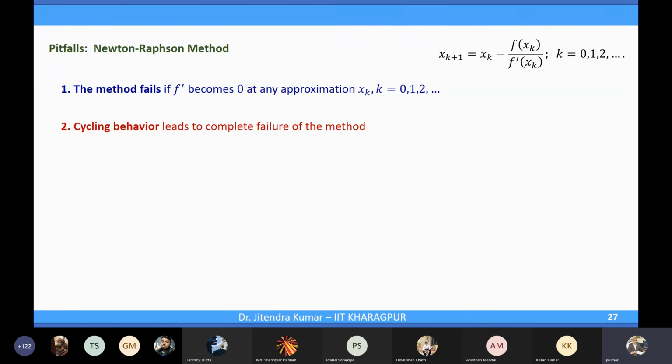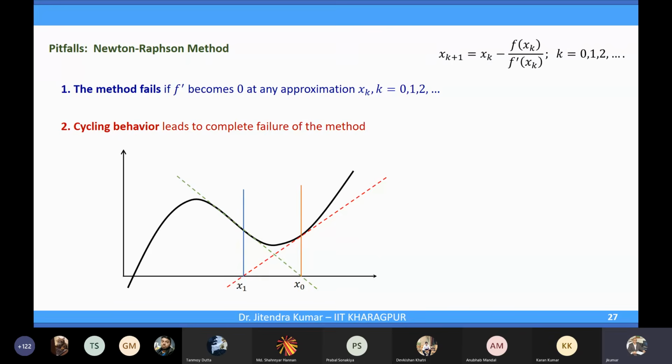Cycling behavior leads to complete failure of the method. What cycling behavior am I talking about? There are some situations where you start with this x0, you have the tangent, you get x1, and then from this you again get x0. So what will happen in this situation? You will have x0, x1, x0, x1, x0, x1, and so on. Nothing else will happen. It will not move further towards any root, but it will just move between x0 and x1. That can also happen, and that is another failure.